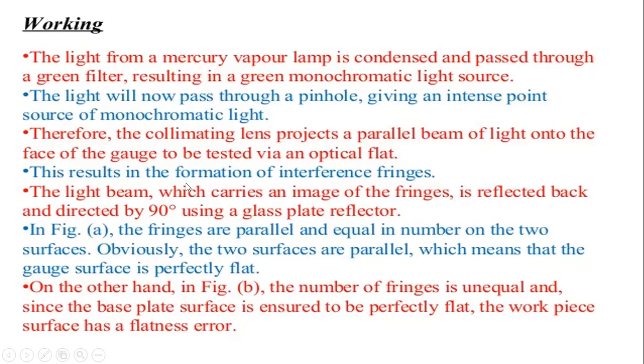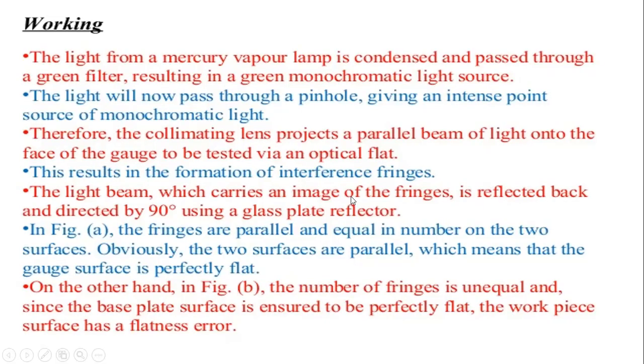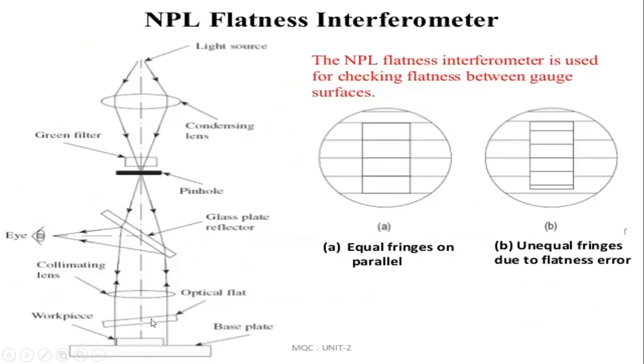So this results in the formation of interference fringes. So they form the interference fringes, and the light beam which carries an image of the fringes is reflected back and directed by 90 degrees using a glass plate reflector. So manaki reflect ayi malli ee glass plate reflector dwara ikkada 90 degrees position lo eyepiece loki transfer avutundi.